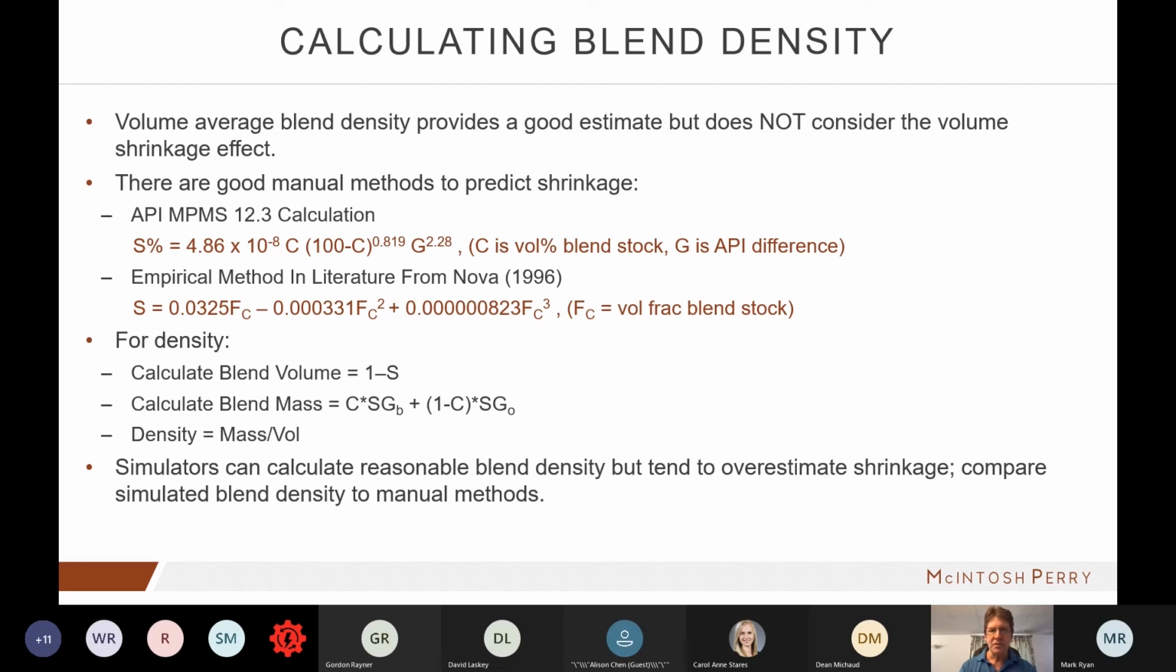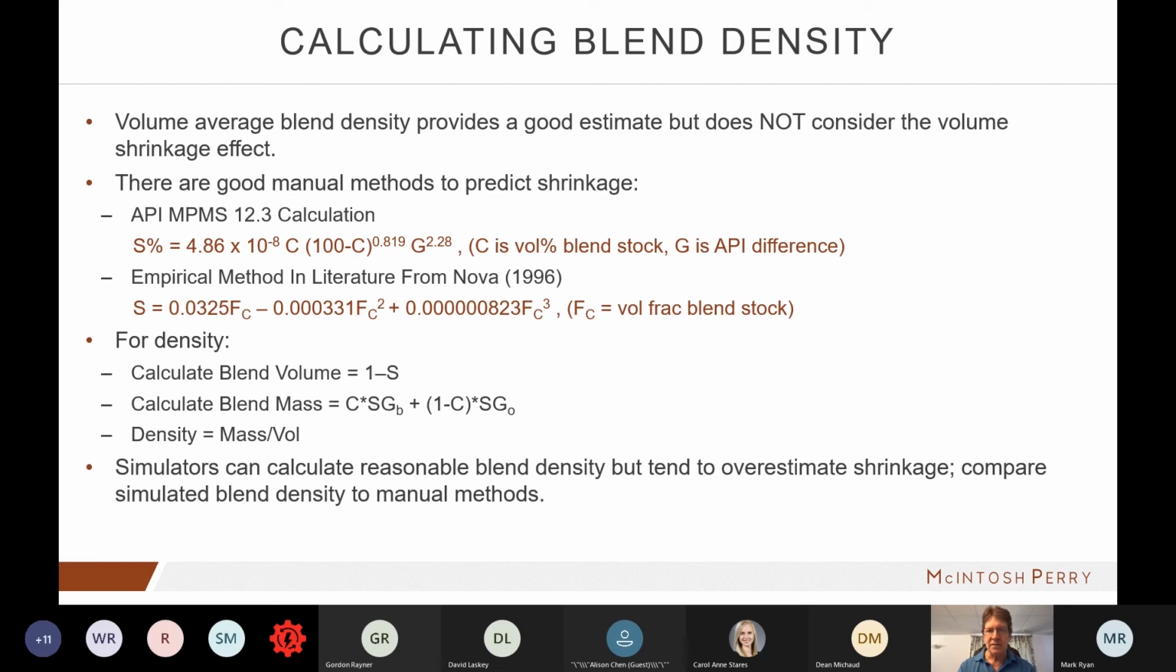So how do we calculate shrinkage? There are a few different methods, two of the really common ones that have been accepted by industry. The API 12.3 calculation you can see here in the middle of the slide. It calculates a percentage of shrinkage value, and it's based on having the volume percent of the blend stock put into this equation, as well as an API gravity difference. Now, that method has been used for decades.